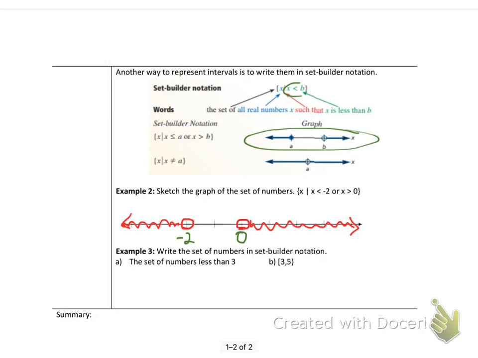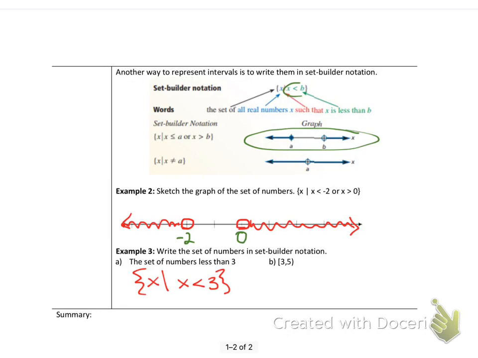Now let's write these in set builder notation. So the set of numbers less than 3. Well, I'm going to call the set of numbers x. So I have a brace, x, such that x is less than 3. Well, I would write that as x is less than 3. And there you go. That's it.